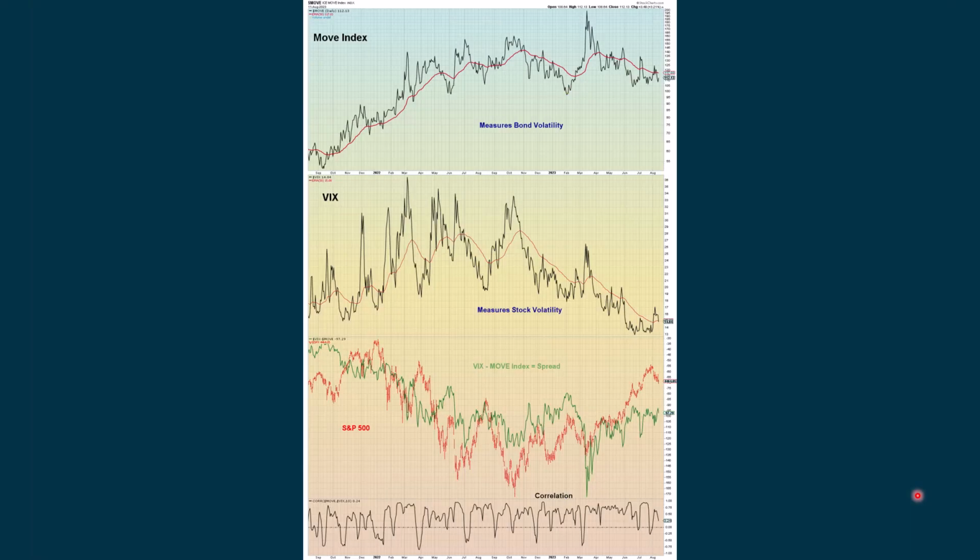Then we look at the MOVE index on top, which measures bond volatility. Then we drop below that and we come down to the VIX, which measures stock volatility.